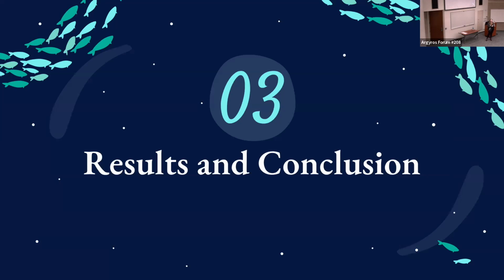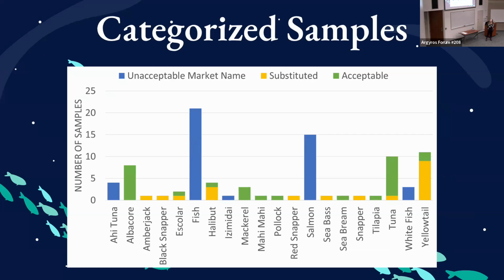So let's go through our results and conclusions. So here is every single one of the species that we tested for when we went through all the poke, ceviche, and sushi samples. As we can tell in the green, we have a bunch of them that are acceptable market names 100% of the time that we tested them. So like albacore and mackerel, when we tested them, they came back as the species that they said they were.